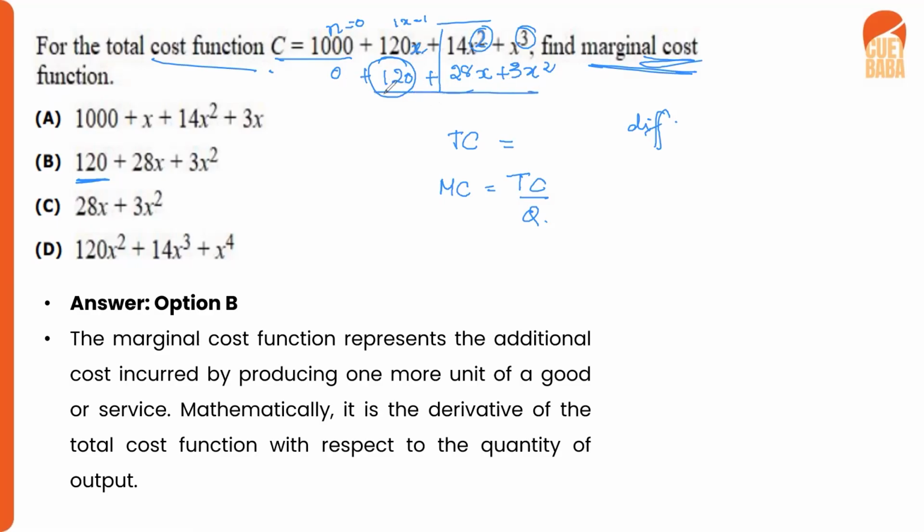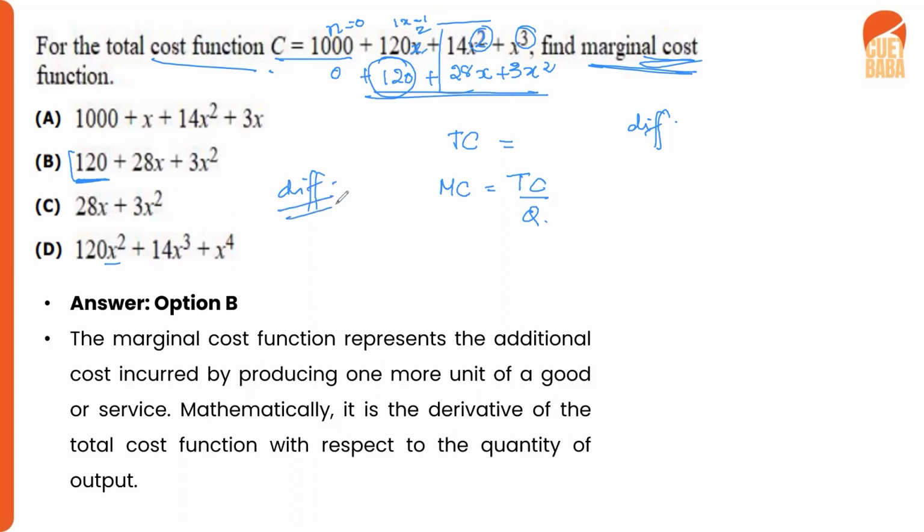So if you know the basics, you'll be able to answer this because there's only one option that shows 120 over here, and the others are showing 120x square. There's no way that it would be x square. Otherwise it has to be an integral that we are doing, but here we are doing the differentiation.